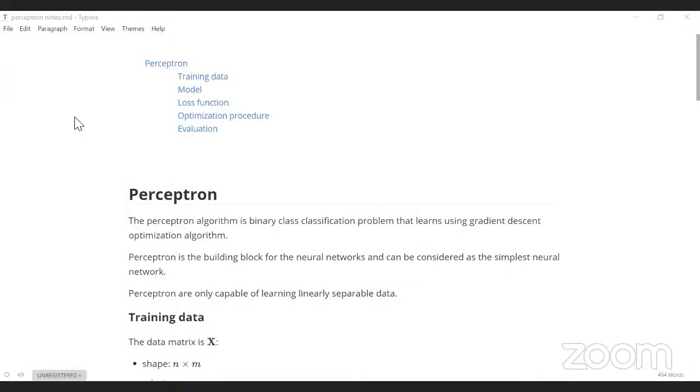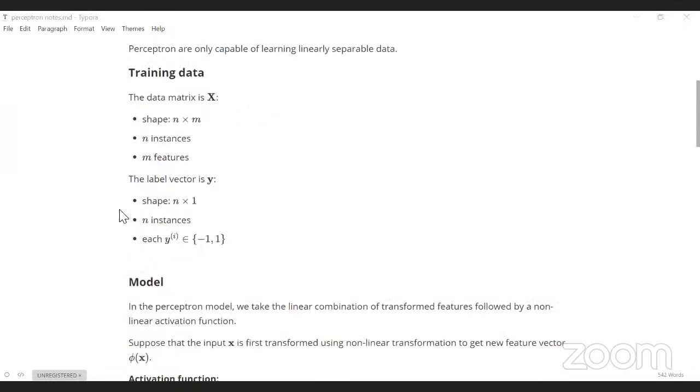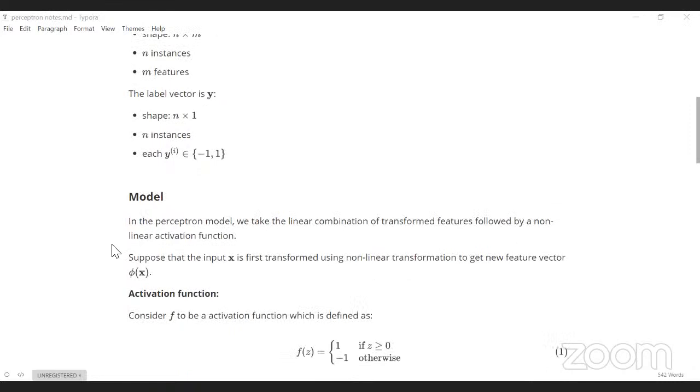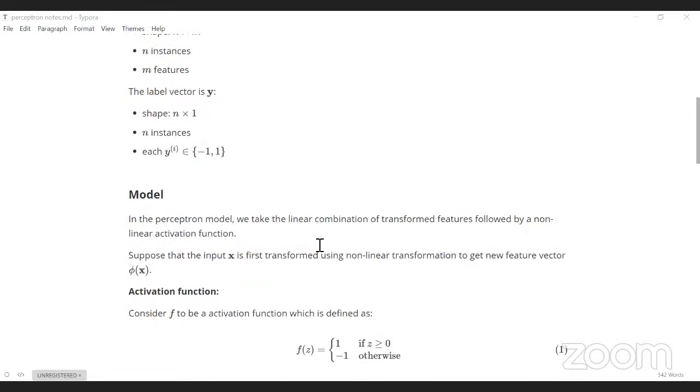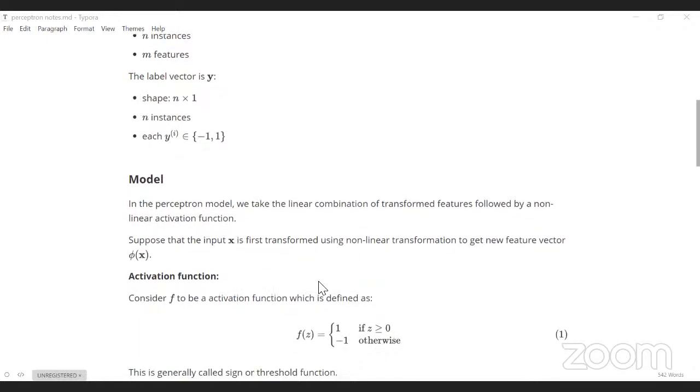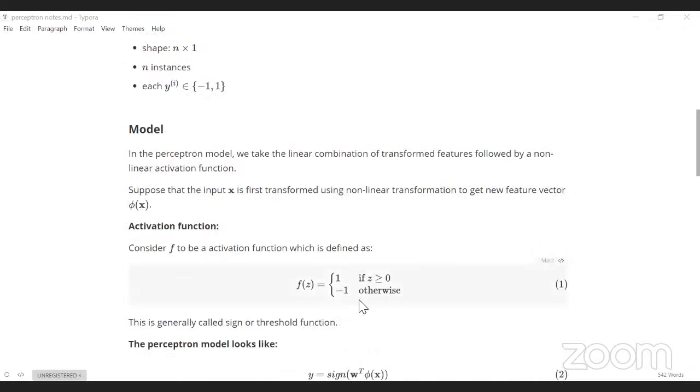Okay, so again, the training set we have already seen, it is a linear model. The training data is again the same. So how is the model? Again, we take the linear combination of the features followed by a nonlinear activation function. Here the nonlinear activation function is: if it is greater than 0, it's class 1, and if it is less than 0, it's class -1. So what is Z? It is again a linear combination of the features.